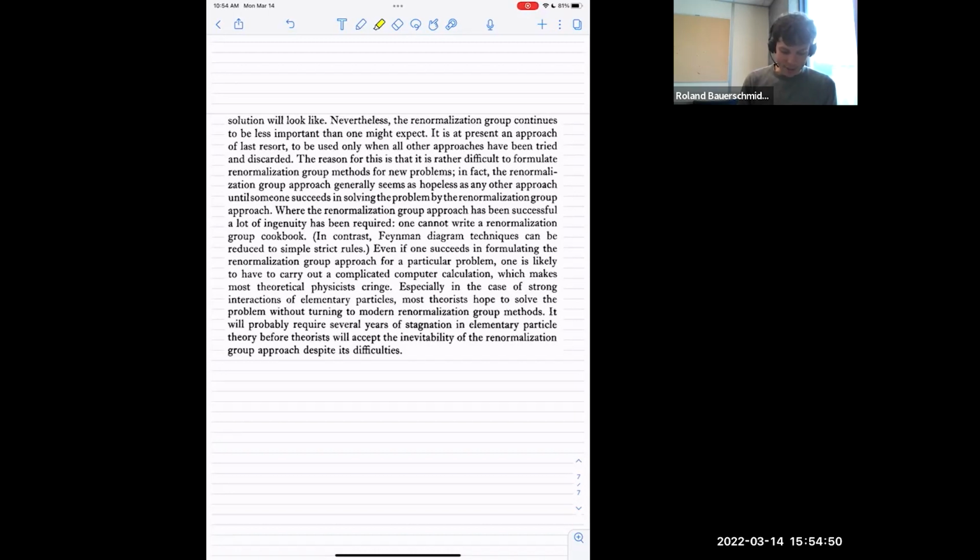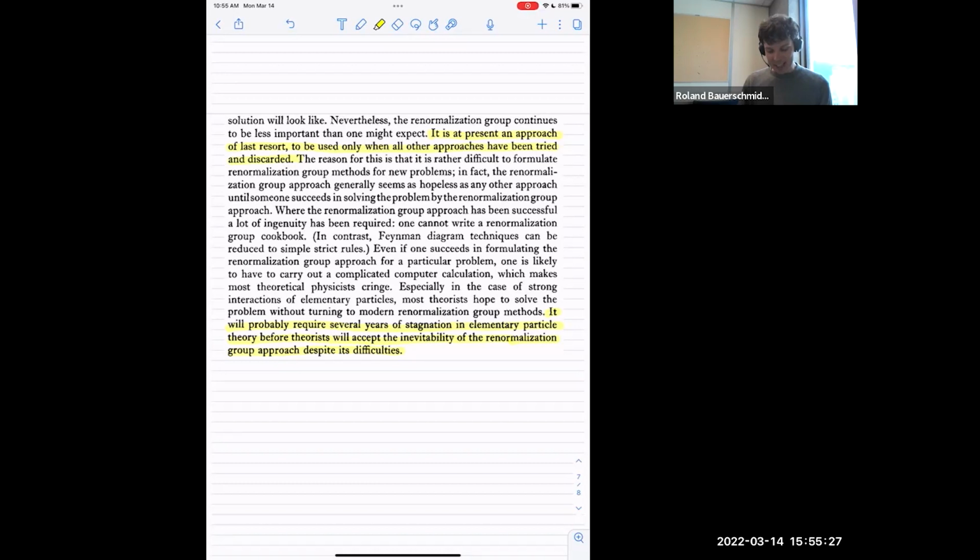This was in 1975, where he wrote, "It's at present an approach of last resort, to be used only when all other approaches have been tried and discarded. The reason is it's rather difficult to formulate the renormalization group for new problems, etc." And then he concludes that it will probably require several years of stagnation in elementary particle theory before theorists will accept the inevitability of the renormalization group approach despite its difficulties. This was in '75.